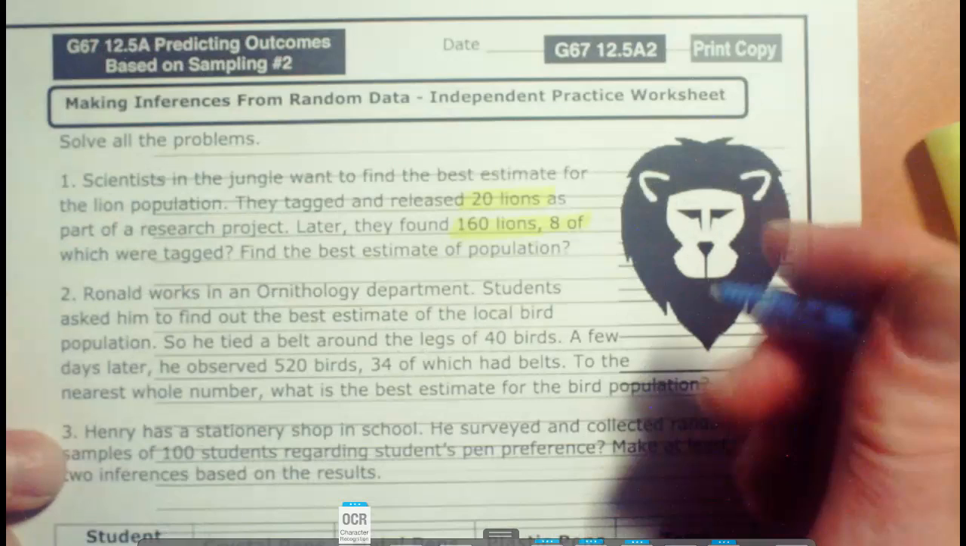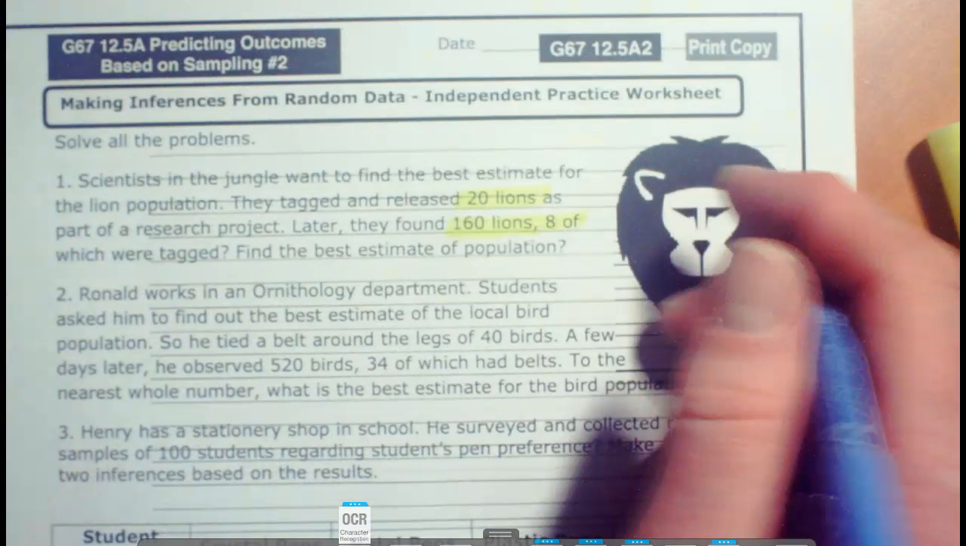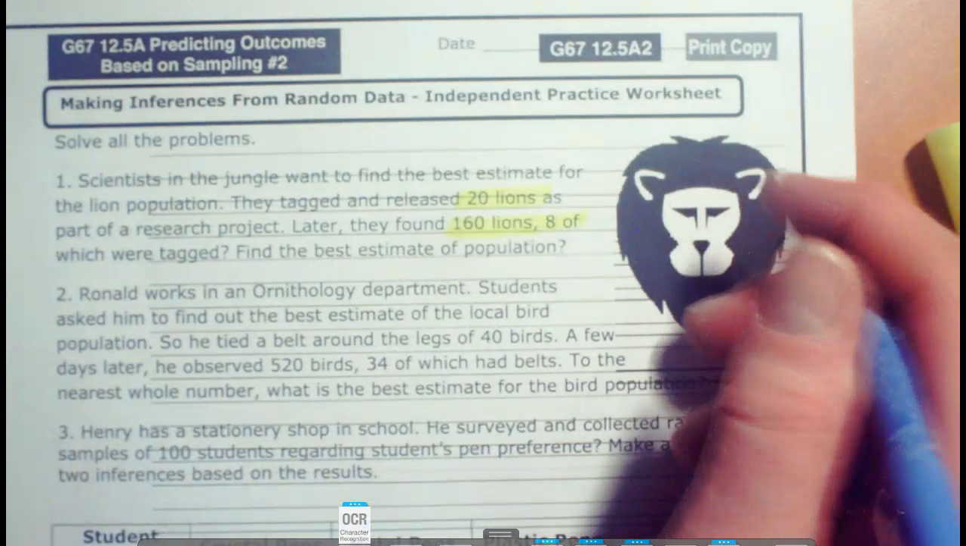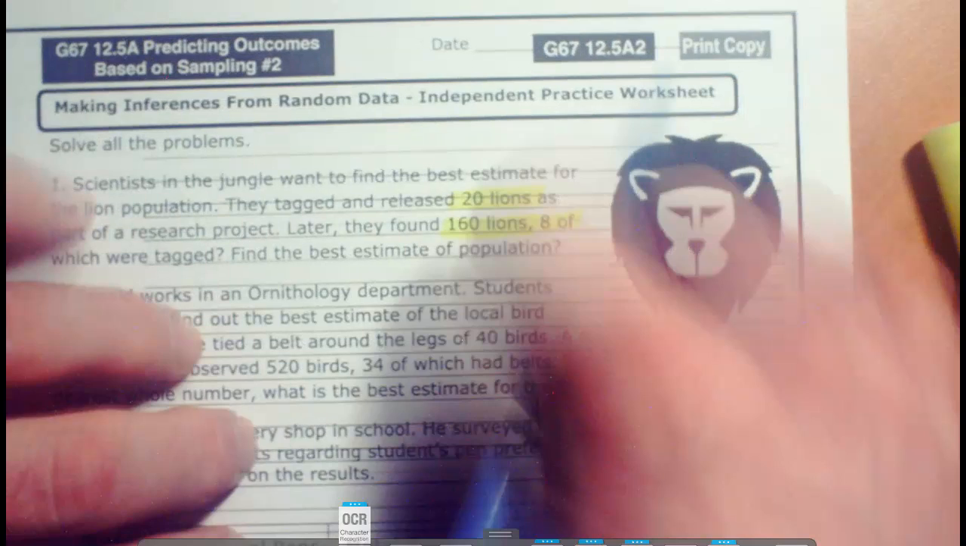Well, we could set this up as a proportional situation. I think I'm going to do it with sticky notes since there's so many lines on here. It'll be simpler for you to look at.